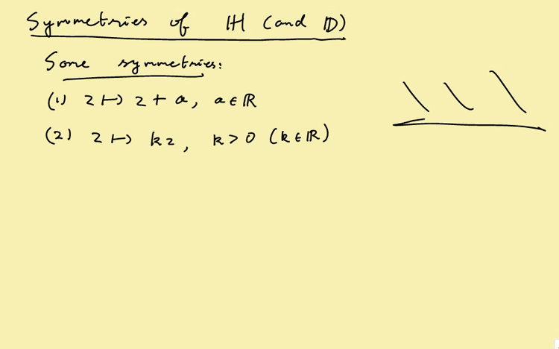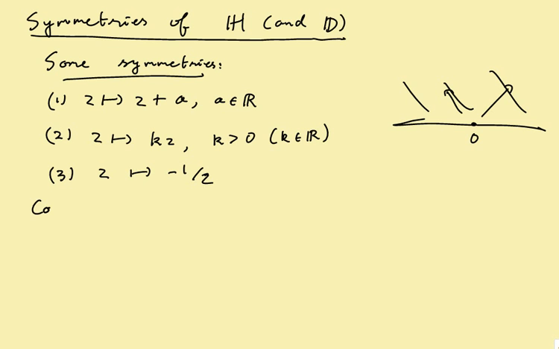This means you're scaling things. So here's the origin, and kz is just scaling things out like this. And the third symmetry, a little less obvious, is z goes to minus 1 over z. You have to put this minus 1, otherwise it will take the upper half plane to the lower half plane, the reciprocal. Okay, so these are all symmetries of the plane.